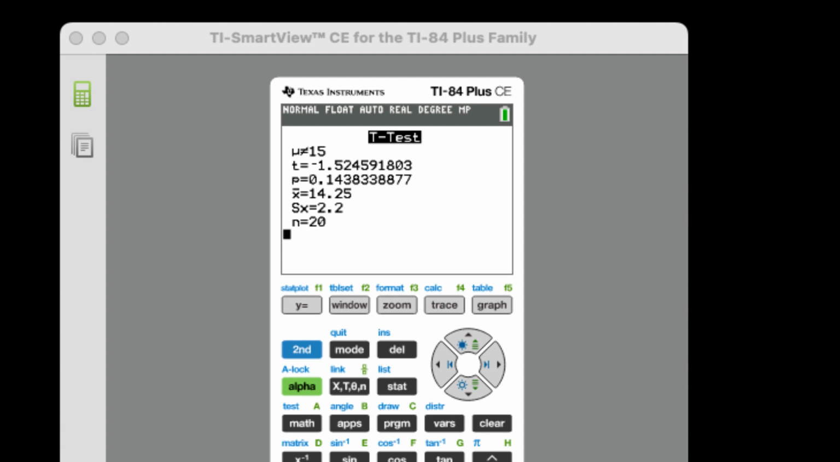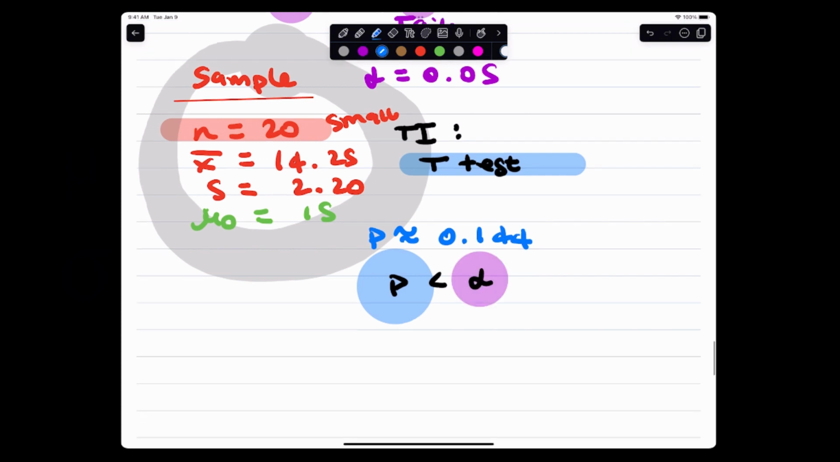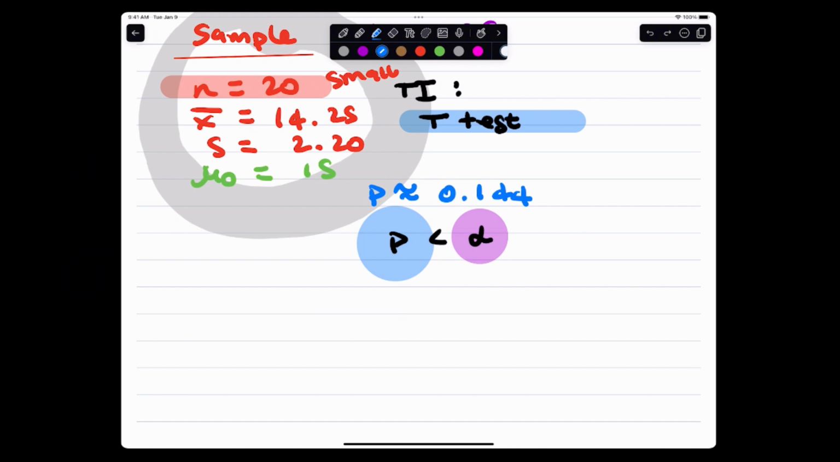What's this p-value? Can you guys read the p-value here? What's that p-value to the nearest thousandths? 0.144. Good job. Now we got to look at this and say, is p less than alpha? What are we saying? 0.144 is not less than 0.05.